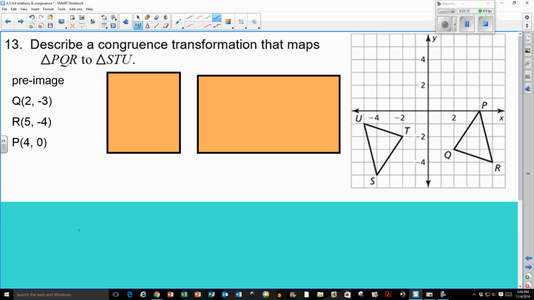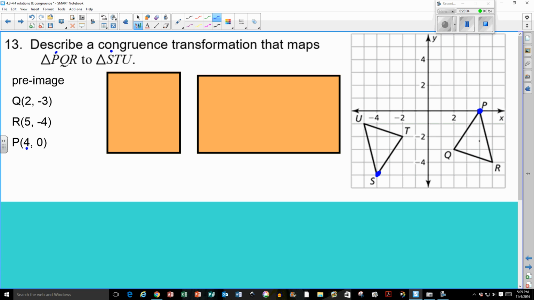All right. So now we've got these 2 figures, and I want to map P to S. So what's going to happen to point P to give me point S? P has to go to S. It can't just be a slide, because if it were just a slide, then P would still be up here, or your point S would be. So 2 things are happening.